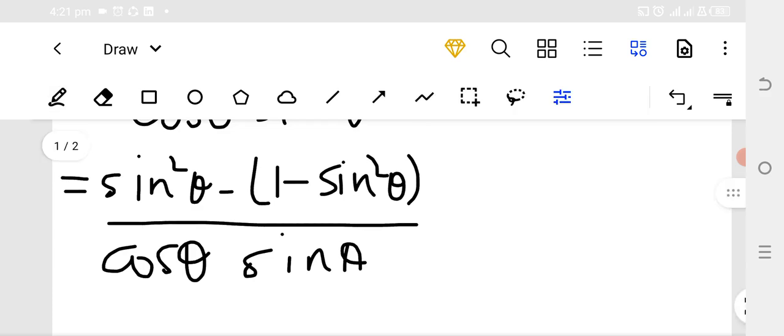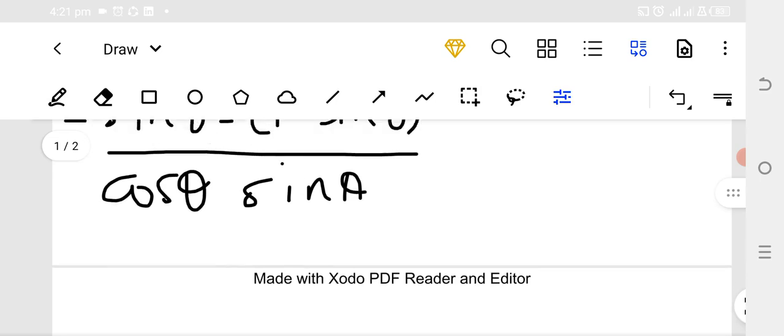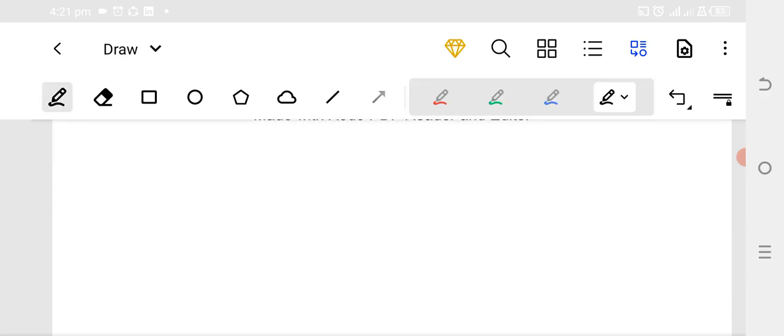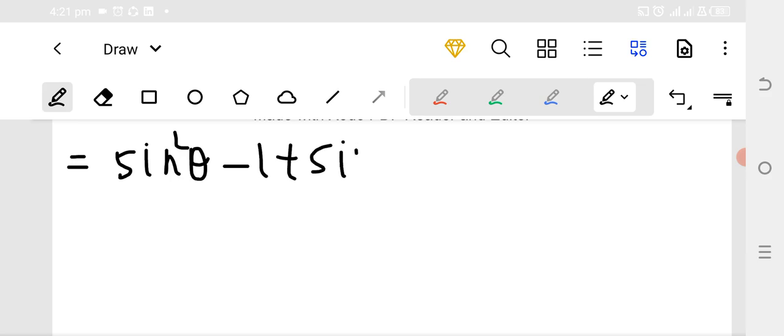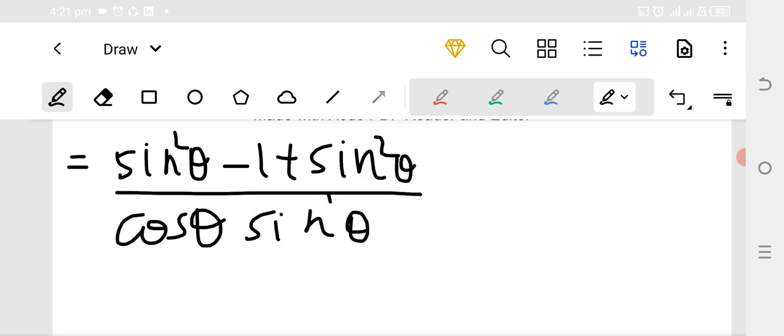Then to continue, you distribute the negative inside the parentheses or the brackets. You're going to have negative 1 plus sine theta squared. Sorry for that. Okay, so for this page we are done. We continue to the next page. So we're going to say is equal to sine theta squared, like that, minus 1 plus sine theta squared. You divide by cos theta sine theta.